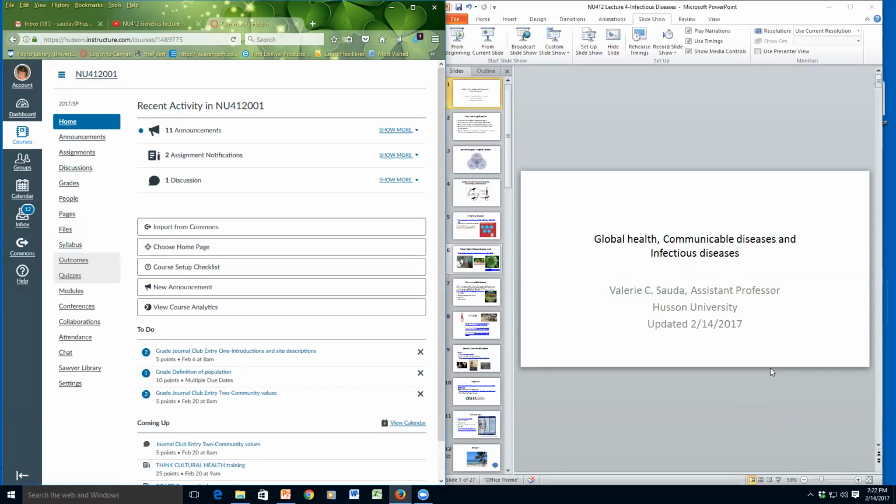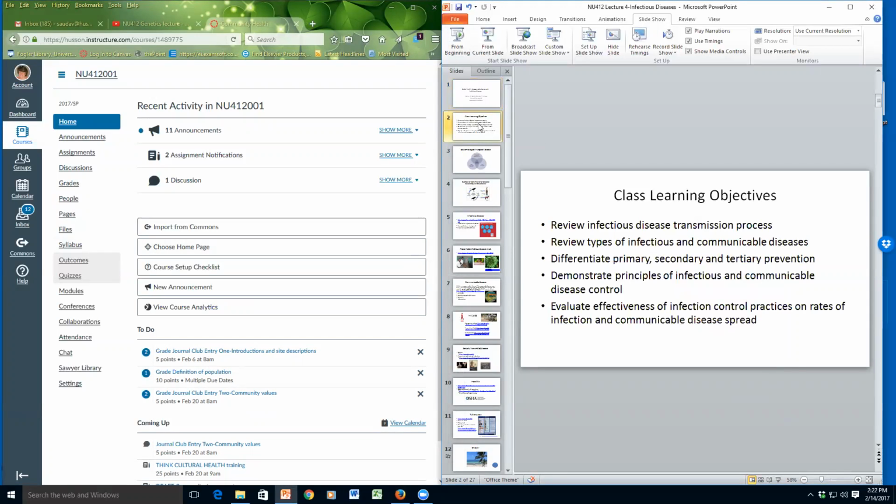Today we're going to be talking about global health, communicable diseases, and infectious diseases, and how they impact community health of our populations. Our learning objectives today are to review infectious disease transmission processes, the different types of infectious and communicable disease. We should learn how to differentiate primary, secondary, and tertiary prevention. We'll demonstrate principles of infectious and communicable disease control, and hopefully evaluate effectiveness of infection control practices on rates of infection and communicable disease spread.